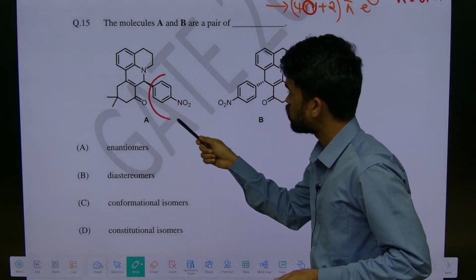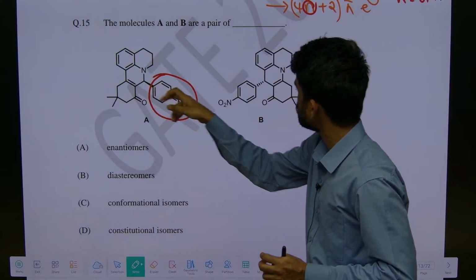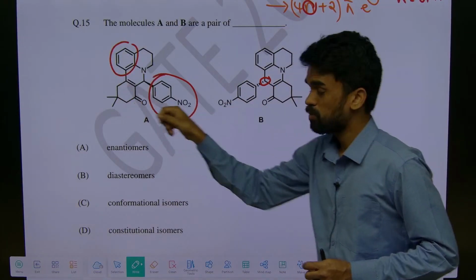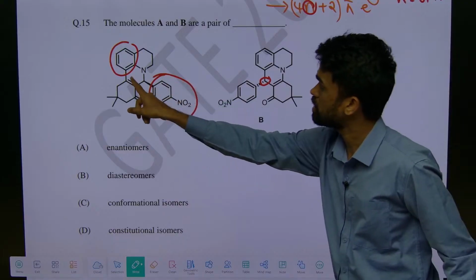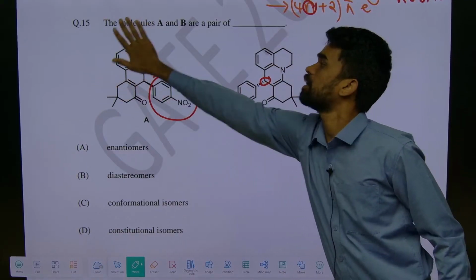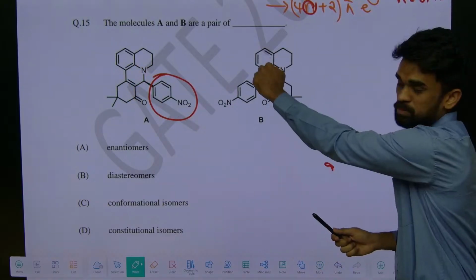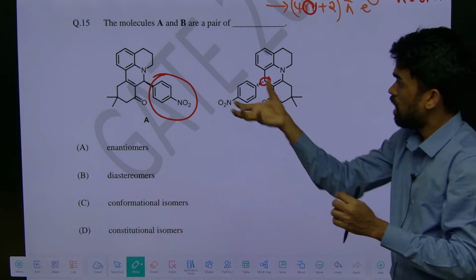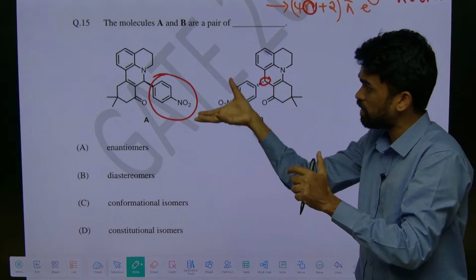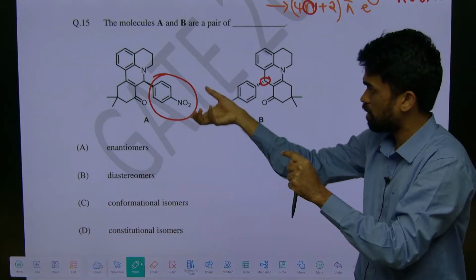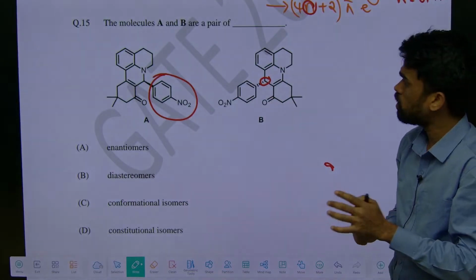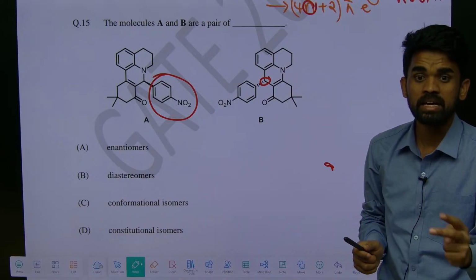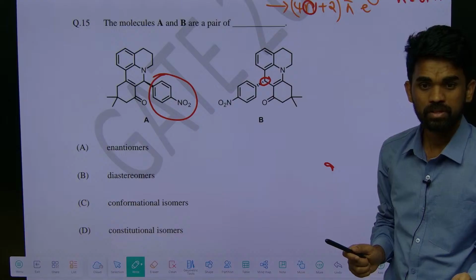See, this nitrobenzene ring is attached to the carbon on the phenyl ring side. But in this case, it is on the cyclohexyl ring side, like the pyrrolidine ring side. But here it is towards this benzene ring side. So that makes the difference. Are they the same structures? No. The chemical formula is the same, but they differ in the complete structure itself. The bond connectivity is different. So we can say they are structural isomers. The other name for structural isomers is constitutional isomers.